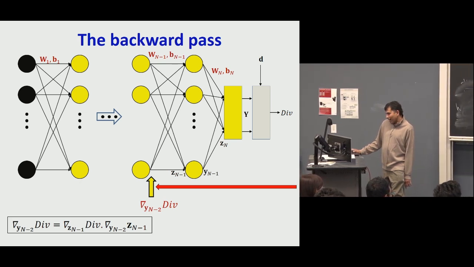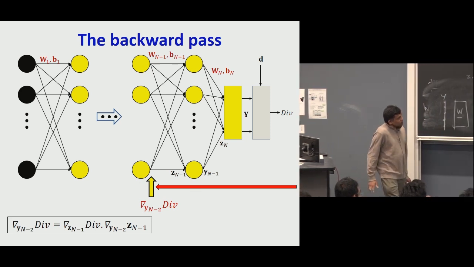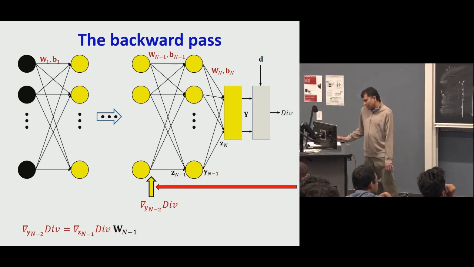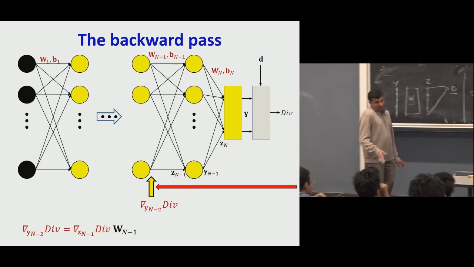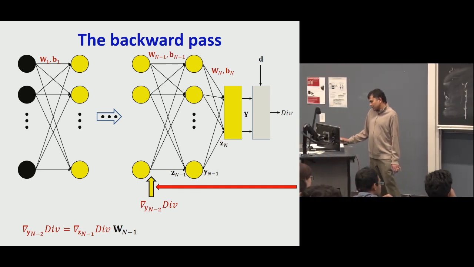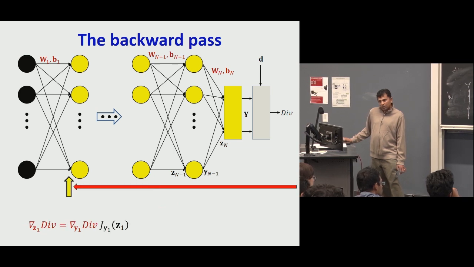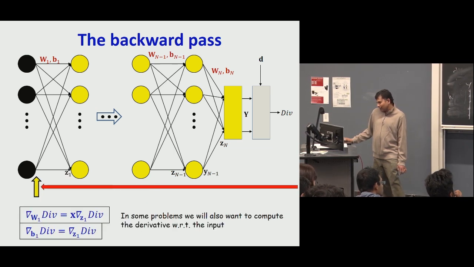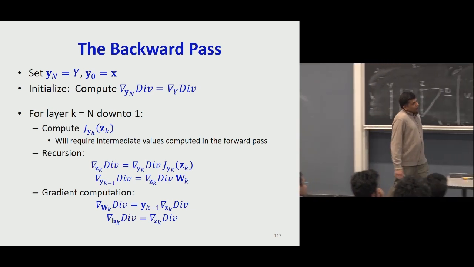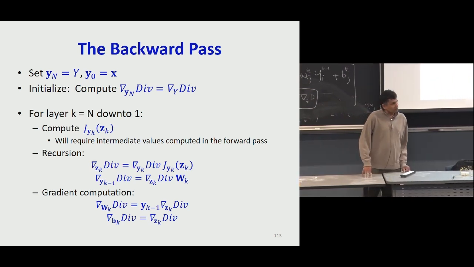And then you can work your way back and compute the derivative with respect to that y, which is simply going to post multiply the derivative with respect to the z by the intermediate weights matrix. And you can also get in the process the derivative of the divergence with respect to the biases and the weights of that layer. So you can just keep going back all the way to the front.